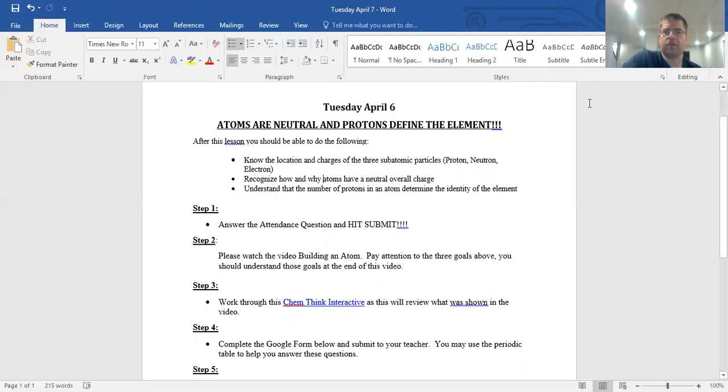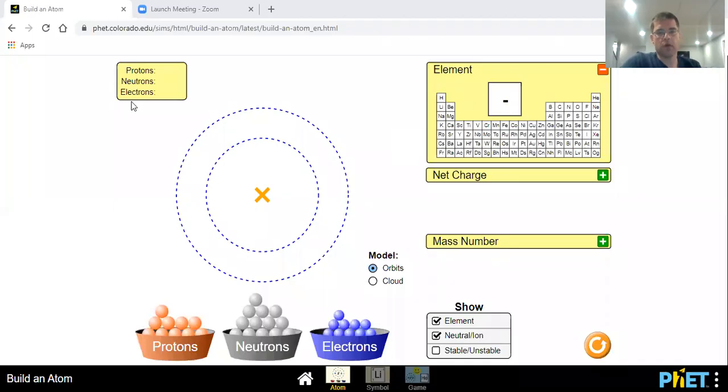So I'm going to hit stop share for a second. And let's see how atoms are neutral and the nucleus is positive. So let's go to share screen again. Build an Atom. Okay, so now we know where the protons, neutrons, and electrons are located. Protons and neutrons in the nucleus, electrons on the outside. Let's focus now on the charges. We know protons are positive, neutrons are neutral, electrons are negative. So we need to make an atom. I don't want this thing called an ion. You're going to see this word ion. That's next week. We don't want an ion yet. We want atoms.